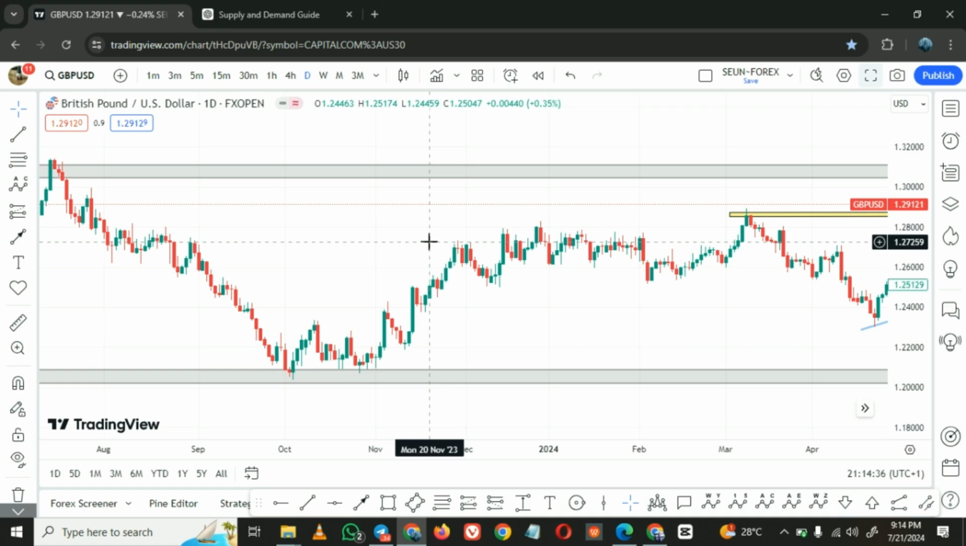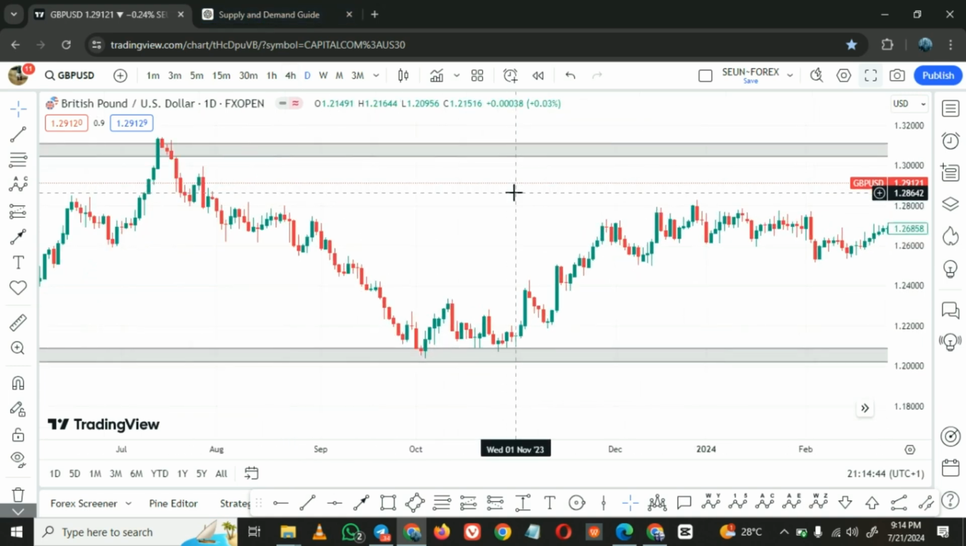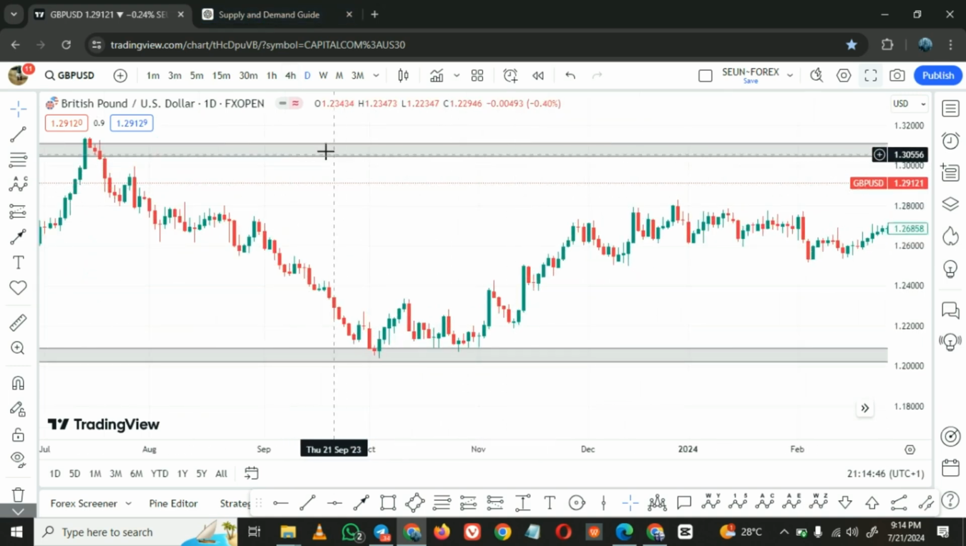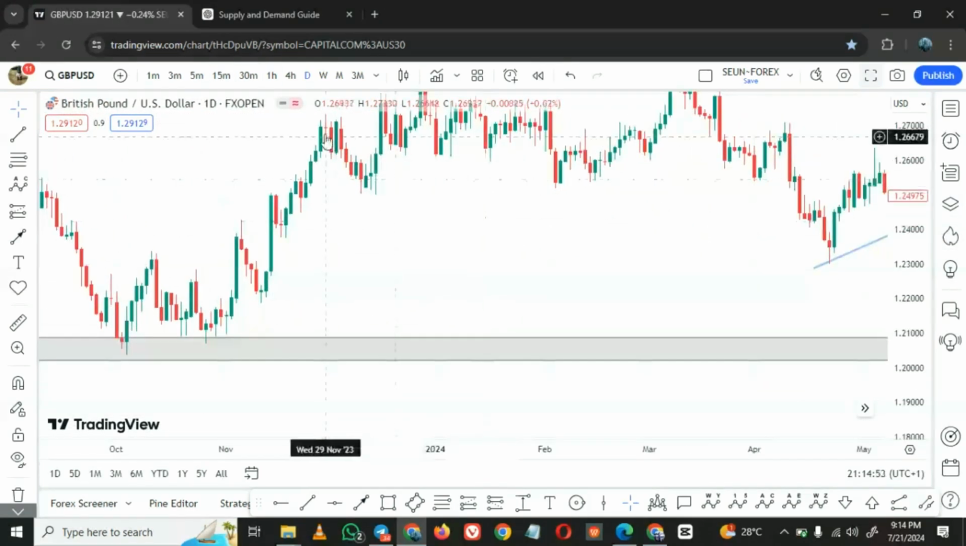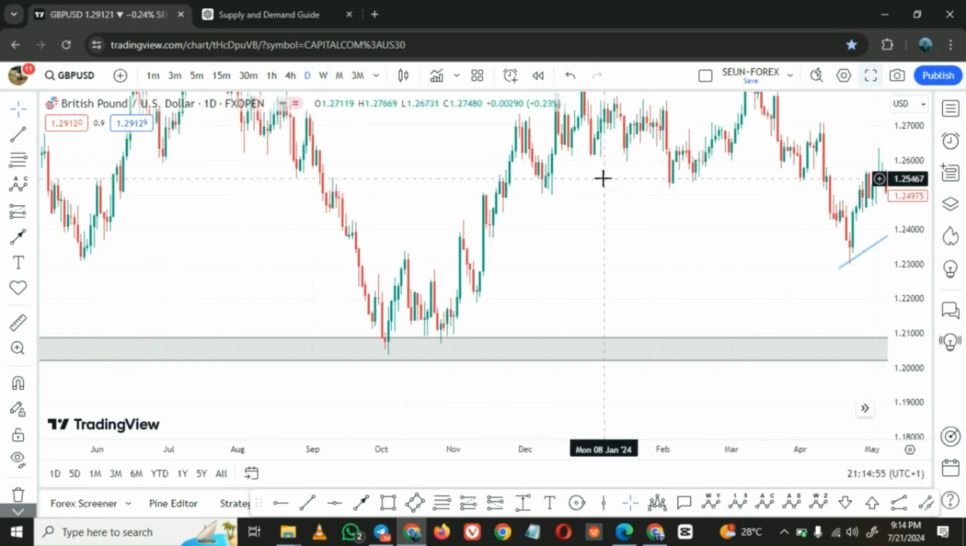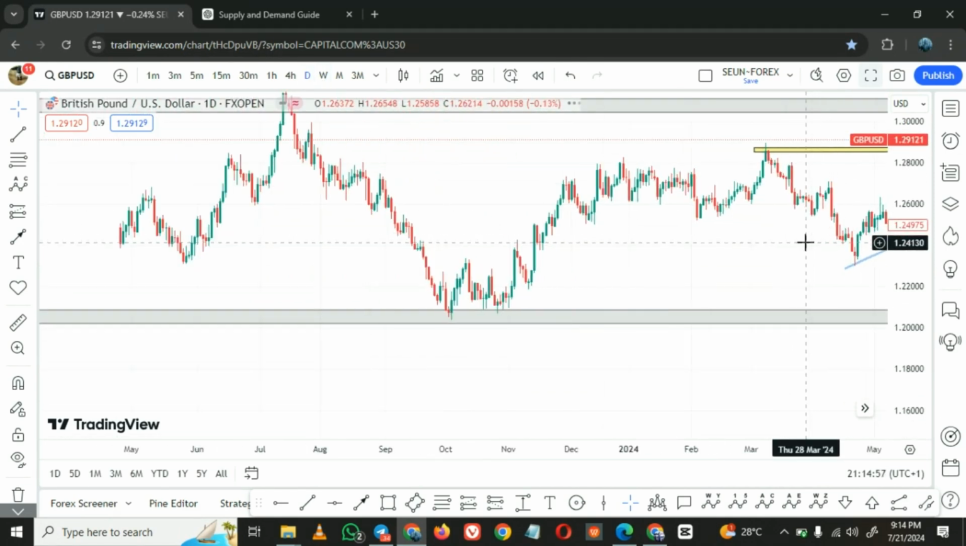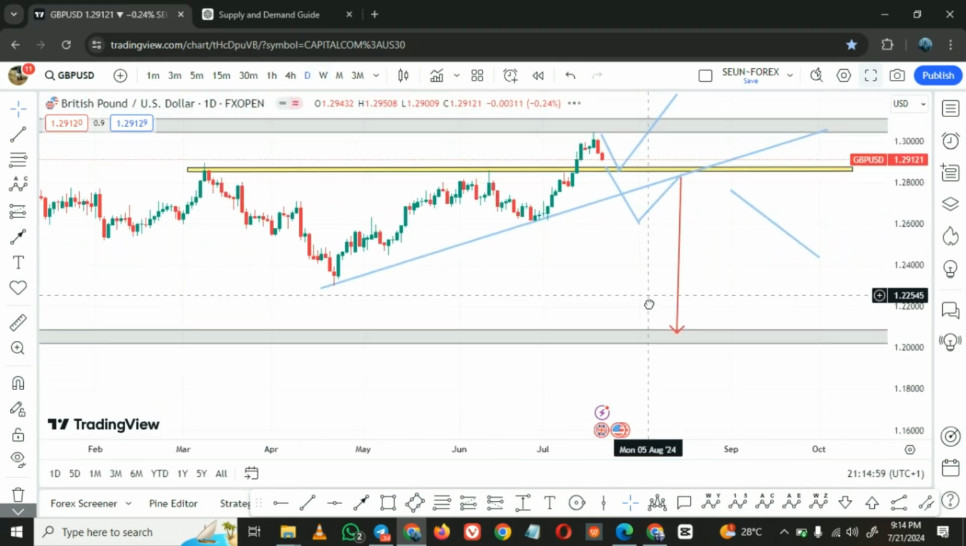That is why, as a trader, your number one responsibility when you want to trade any market is to zoom out. Don't just zoom in. Yes, it is good to go to 15 minutes, 30 minutes to see what is happening, and that is okay. But at least come to the daily time frame, zoom out, see what is happening, and check.